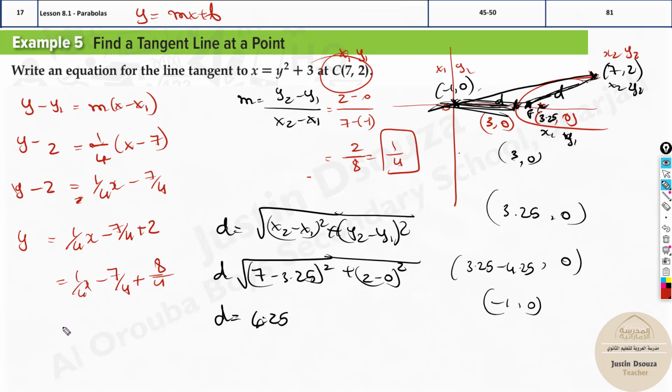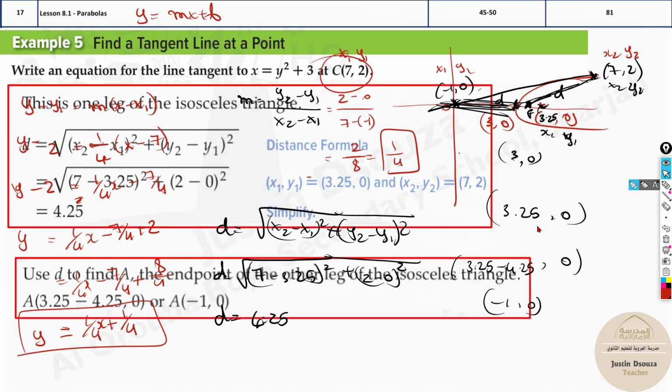So it's 1/4 x plus 1/4, because 8 minus 7 over 4 would be positive 1/4, and that is the equation. This is the equation of the tangent line. It is 0.25x plus 0.25, or 1/4 x plus 1/4.